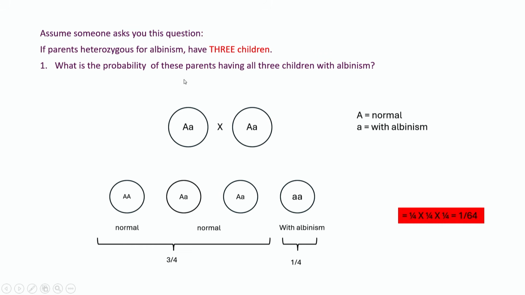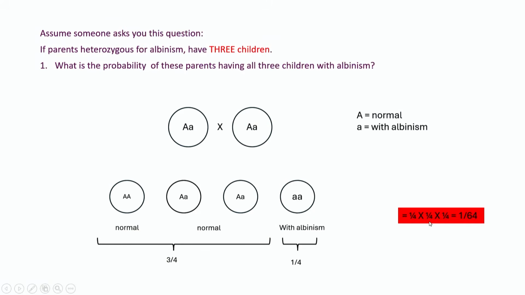So having all 3 children with albinism, what will it be? The multiplication of the probability of getting albinism each time, which means 1/4, 1/4, 1/4. Every child can have a probability of being normal or albinic. Being normal has a probability of 3/4, and having albinism has a probability of 1/4. So we are multiplying because they are asking us the probability of getting albinism. We multiply the albinism related probabilities, and the final answer is 1/64.